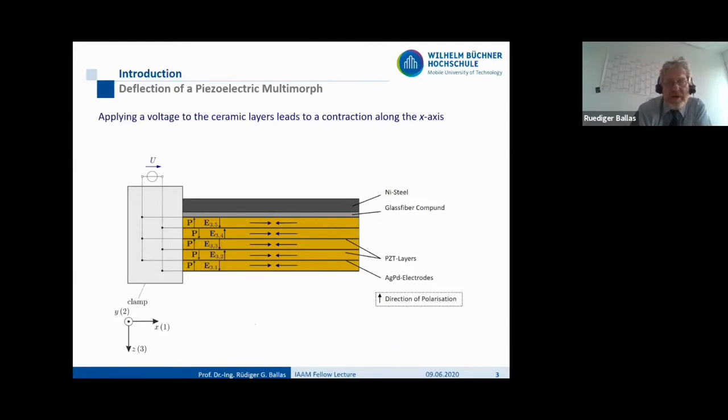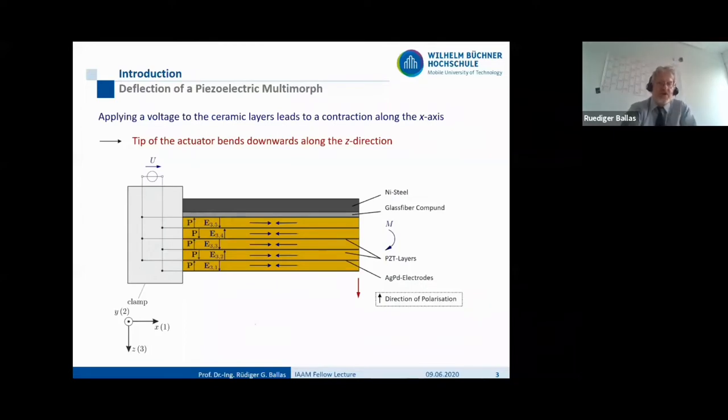And when you have a contraction, you will realize an internal bending moment. This internal bending moment results in a tip deflection of the actuator, and it bends downwards in the set direction. So that is the function of this actuator, and you can imagine, if you want to describe the static and the dynamic behavior of such an actuator, you have to take care of some very important aspects.